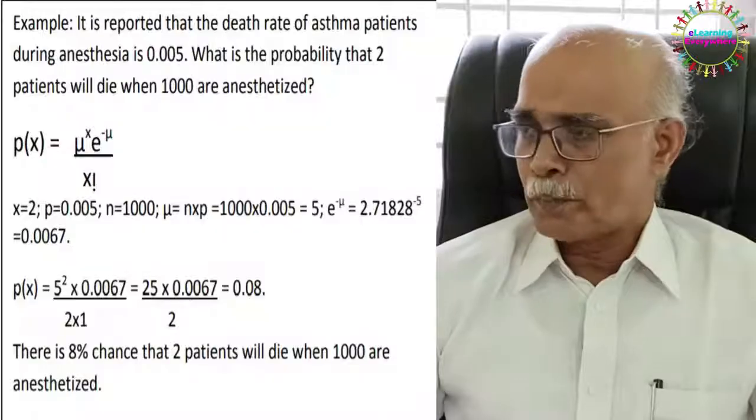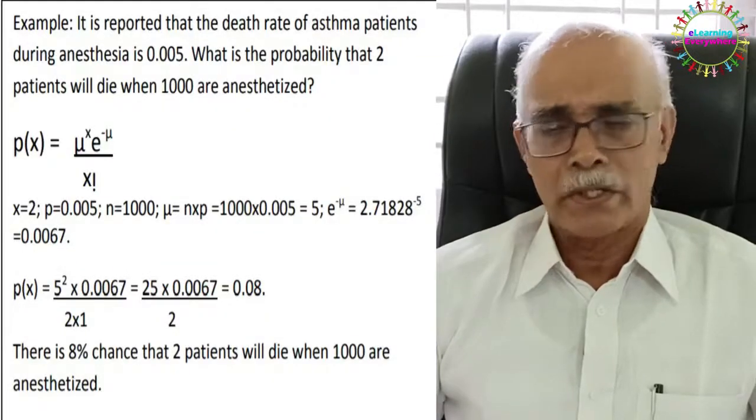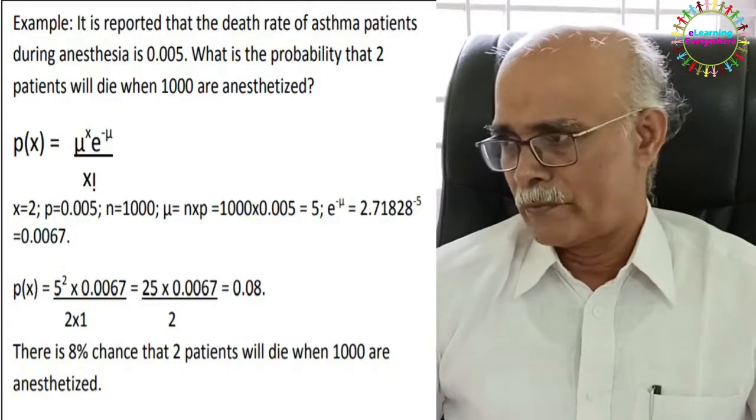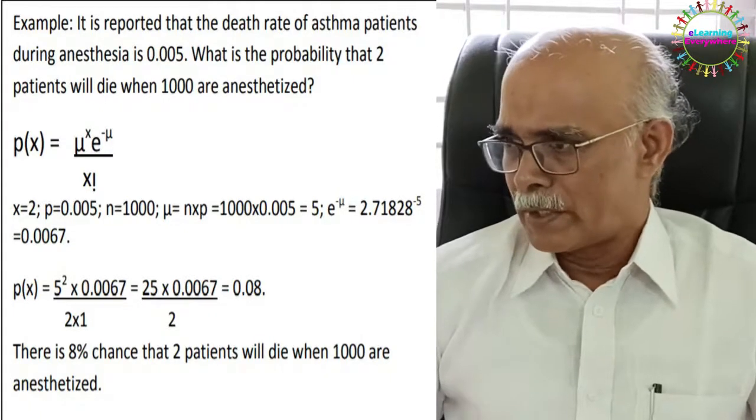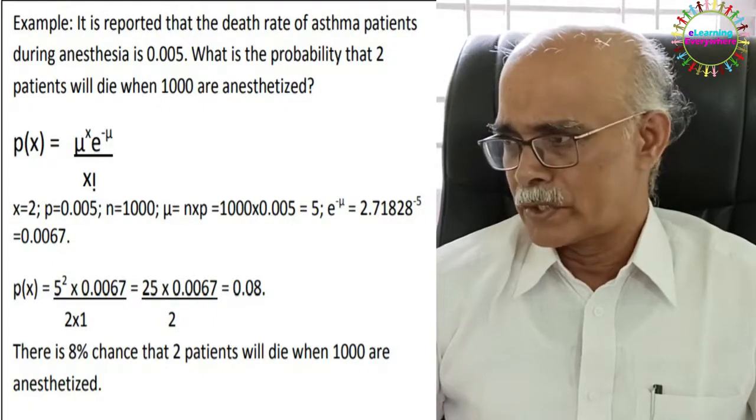Now let us see an example of finding out Poisson probability function. It is reported that the death rate of asthma patients during anesthesia is 0.005. What is the probability that 2 patients will die when 1000 are anesthetized?